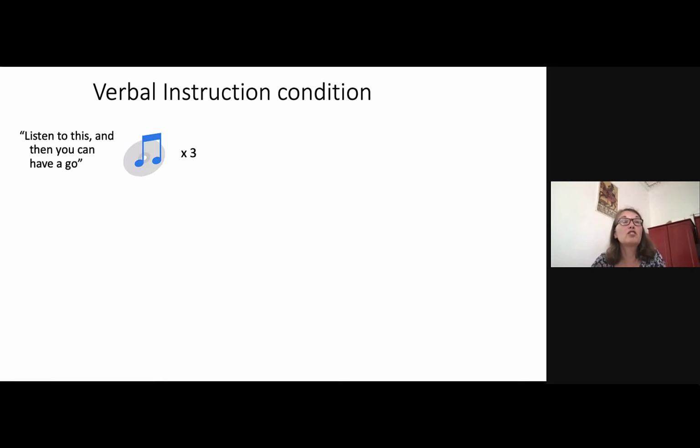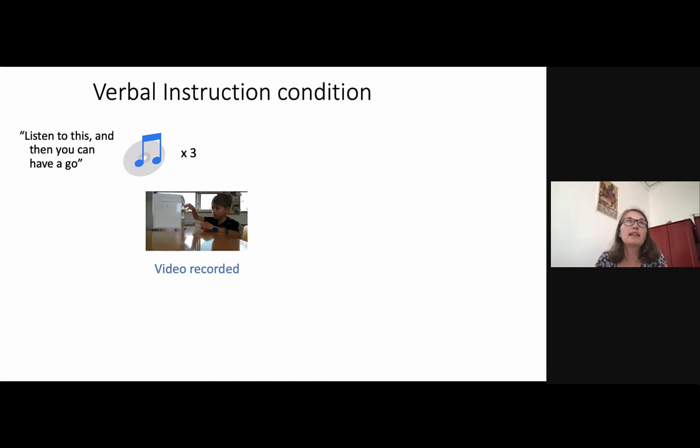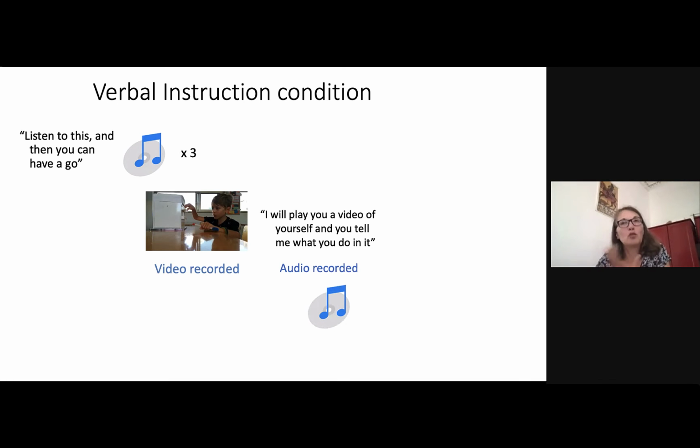Now, in the verbal instruction condition, the participant was told, listen to this, and then you can have a go. And they were played an audio file three times. Then they had a go. They did the task with the box, and they were video recorded. Then Aliki told them, now I will play you a video of yourself, and you tell me what you do in it. And of course, we recorded this narration of what they did. Audio recorded, and this is the audio that was taken to the next participant in the chain.